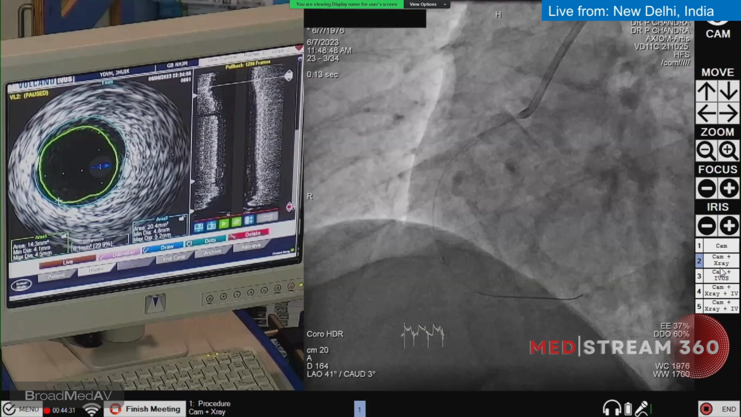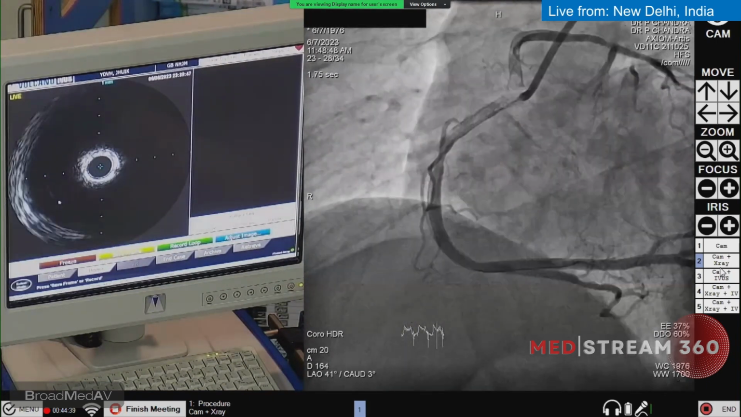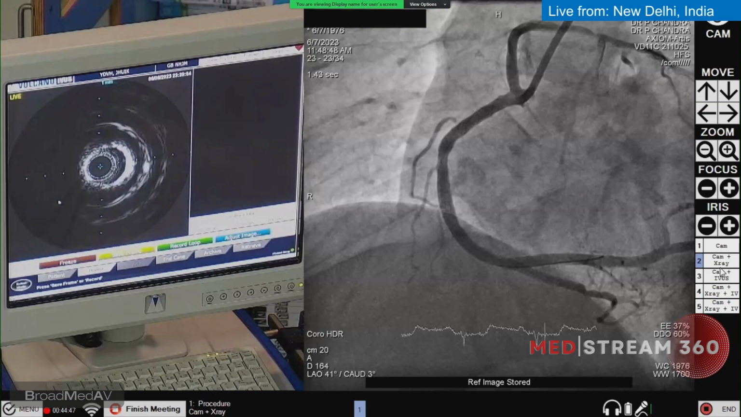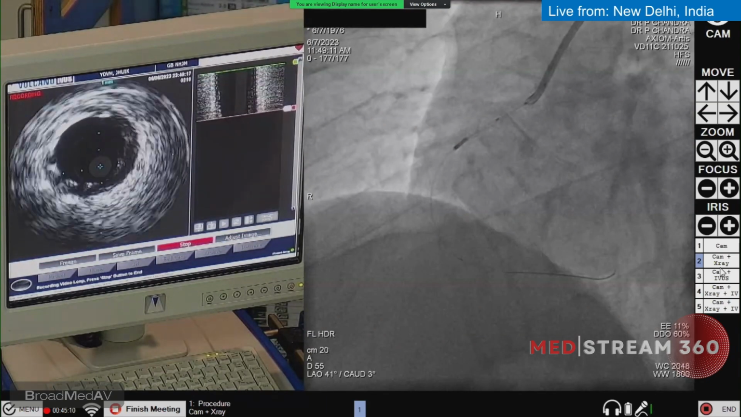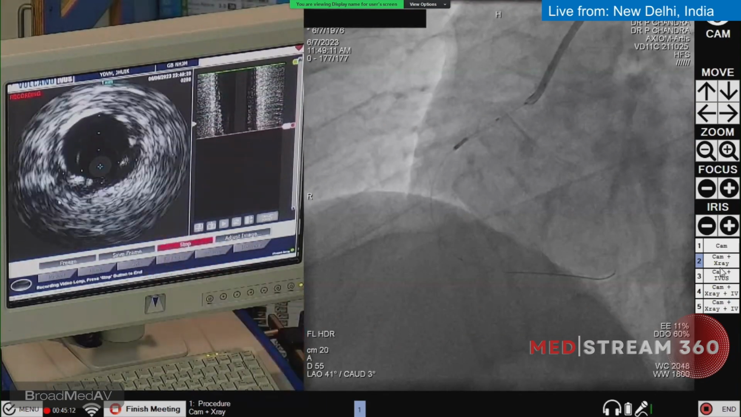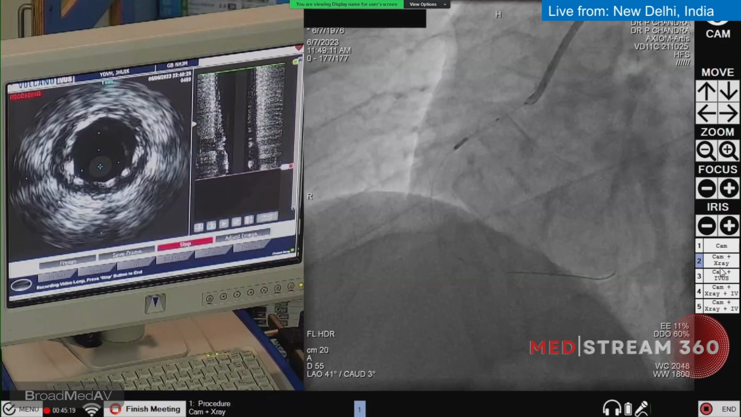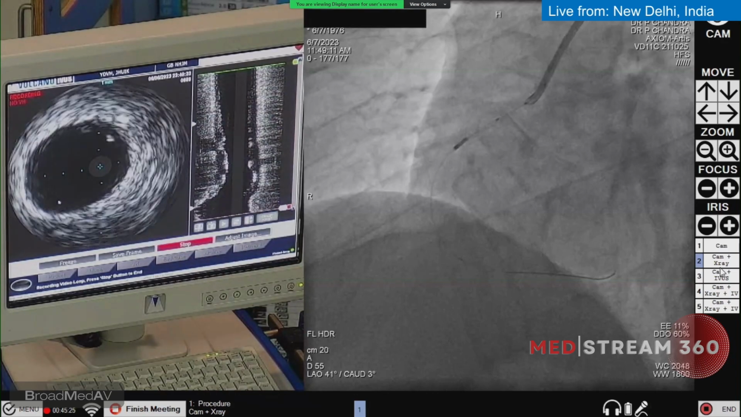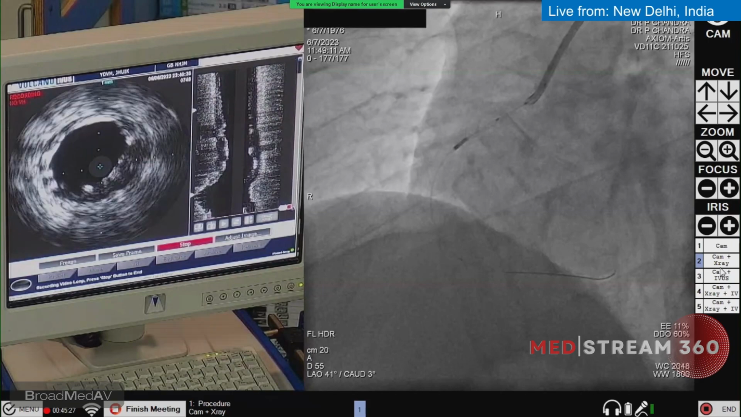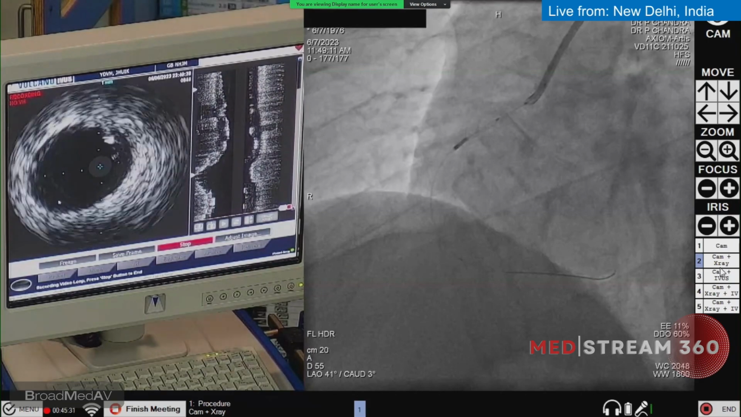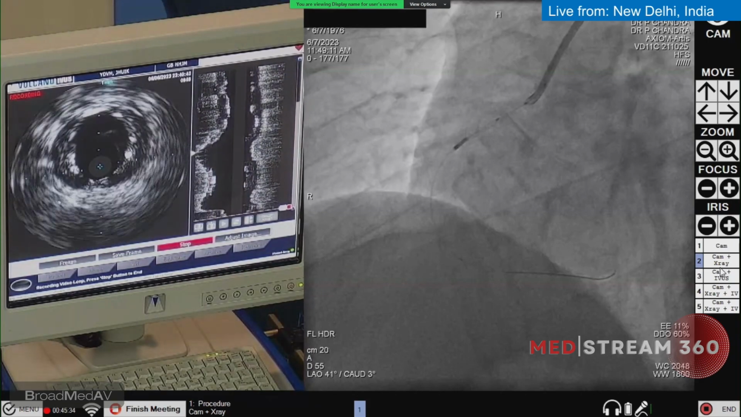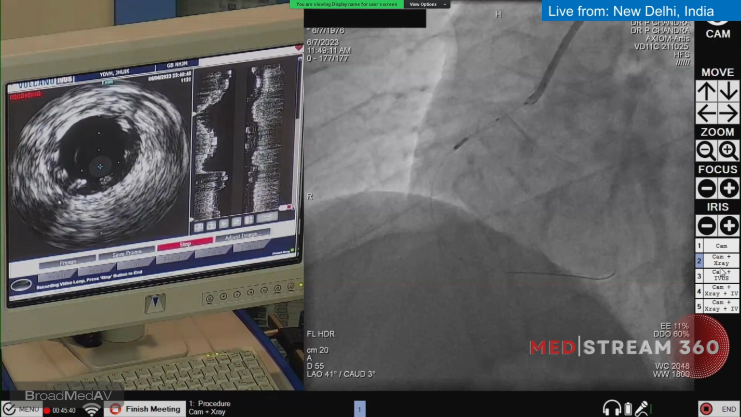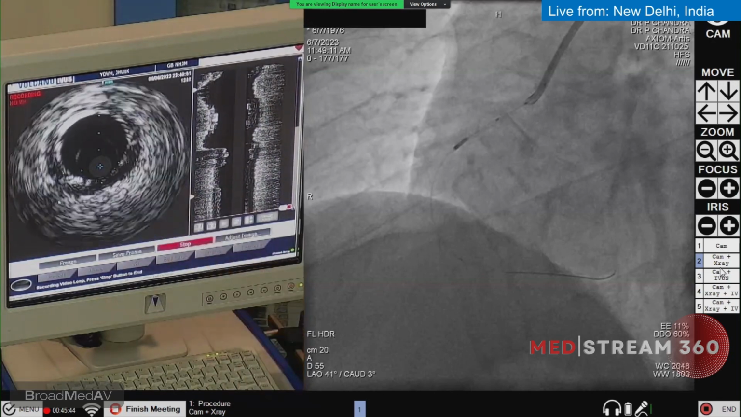I can do an IVUS now to see whether we need to post dilate or not. So we are doing a post dilatation, just pulling back. Yeah, so this is reasonably well expanded. Some more post dilatation is required, but overall looks very good. The stent is very well expanded. I think proximally it is absolutely fine. The distal edge I am going to check again. Middle is okay. Yeah, I think it's okay. Maybe a little bit we can do.